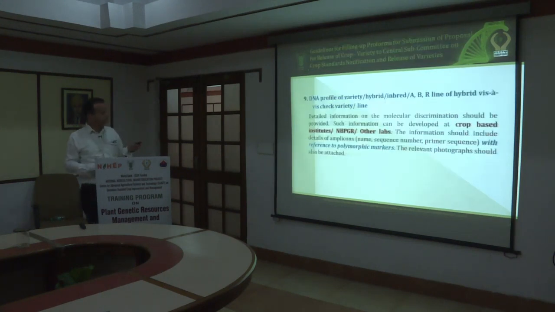And under that, for example, this DNA profile, what that proforma says is that they ask those breeders for information on the molecular discrimination to be provided. Such information can be developed at crop-based institutes or NBPGR or other labs. The information should include details of amplicons, name, sequence number, primer sequence with reference to polymorphic markers. The relevant photographs should also be attached. It's a very, very vague statement, and nothing is clear in this. And we are developing those protocols for making it clearer.